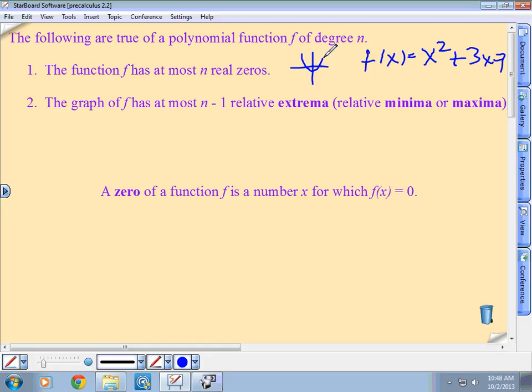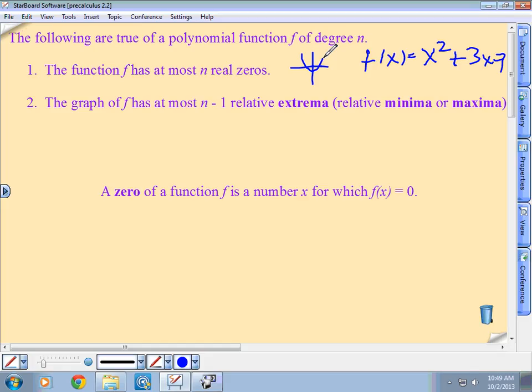If I have f of x equals x to the 7th, the most times that can cross is 7 times. It can cross the x-axis 7 times. I can have 7 real zeros, where y is 0. A real zero is where f of x is the same as y. Y is 0. That's what a real zero is.